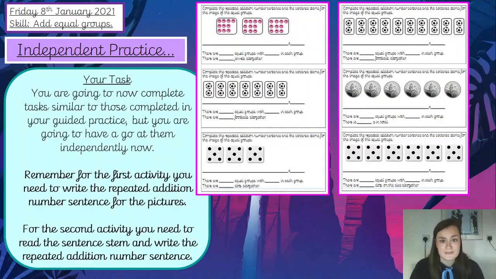Have a go at this activity. It is tricky, but you can do it. Just think carefully, and if you need help from your adult, just ask them nicely and I'm sure they will help you, all right? Pause the video now, and when you're done, we'll go through our final thought together. Okay, well done, off you go, good job.